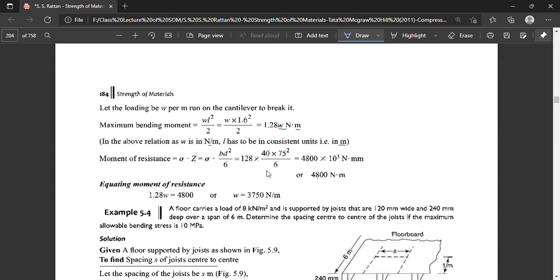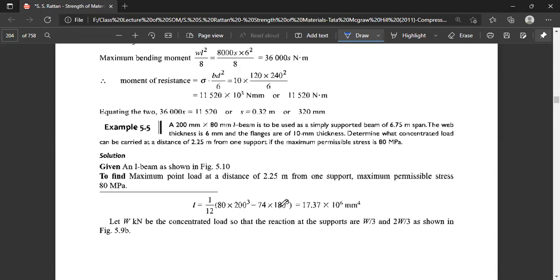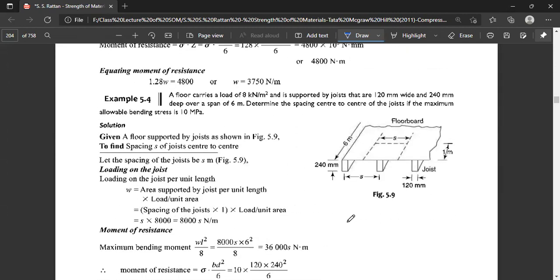That is our answer. Now, the next problem is: a floor carries a load of 8 kilonewton per meter and is supported by joists that are 120 millimeter wide and 250 millimeter deep over a span of length 6 meter. Determine the spacing center to center of the joist if the maximum allowable bending stress is 10 MPa.